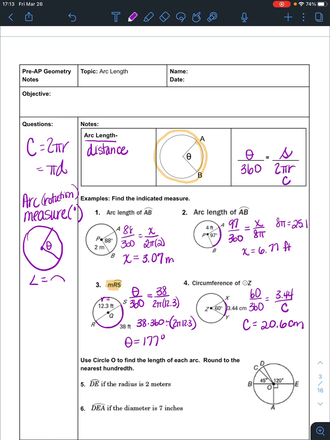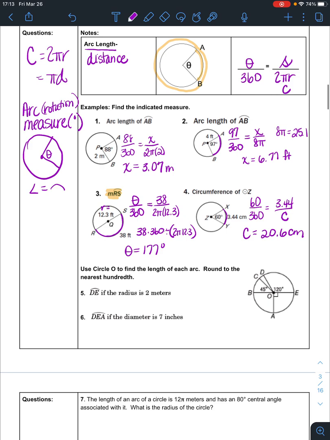So for number 5, I want to find arc DE if the radius is 2. It says to find the length of the arc, round to the nearest hundredth. So if the radius is 2, I want to know the length of this part of the circle. Well, it's 120 out of 360 degrees. So I want to know the length of the arc, S, if the radius is 2.